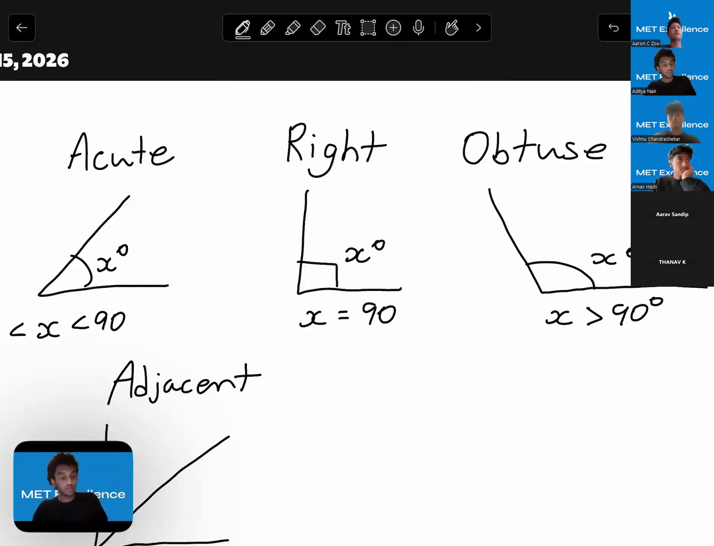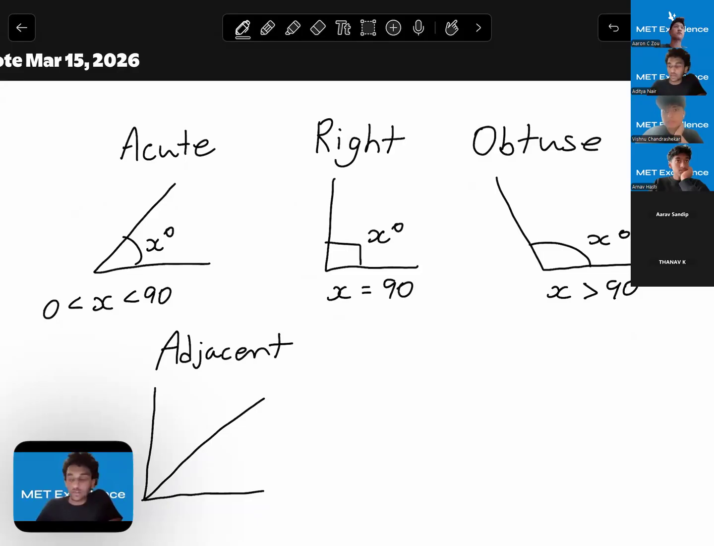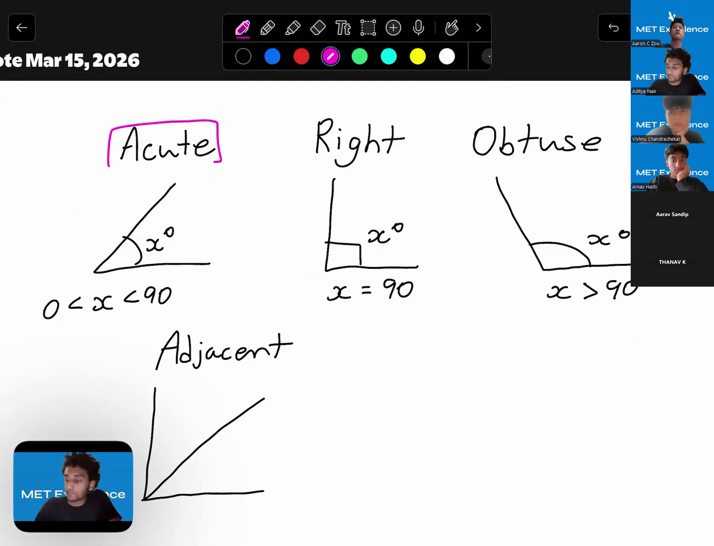So last week we ended off with angles, and I'm just going to quickly go back over them because I know I sped through them a little last week. The first angle we learned about was the acute angle, which we have right here. An acute angle is an angle x where x is between 0 and 90 degrees. Really it's just x less than 90, but an angle cannot be 0 degrees. So x is between 0 and 90 for an acute angle.